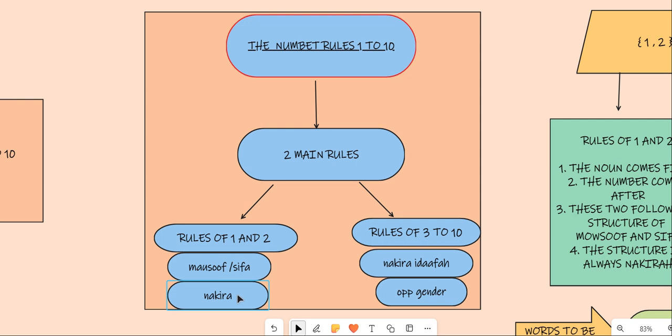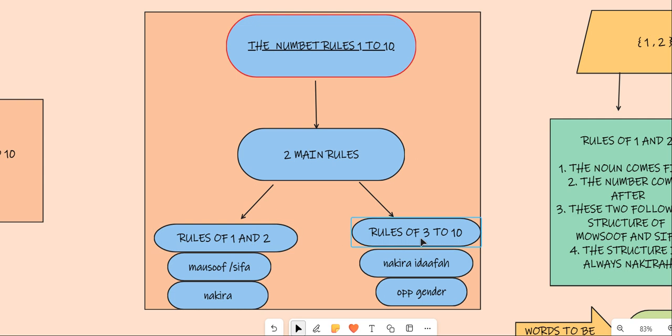And the Mausuf Sifa structure is nakira. It's not marifa. So you will never write the number marifa. So this is the main rule and structure of number 1 and 2. When you write the names of numbers in Arabic, you have to keep this in mind as Mausuf Sifa and Nakira for number rules of 1 and 2.